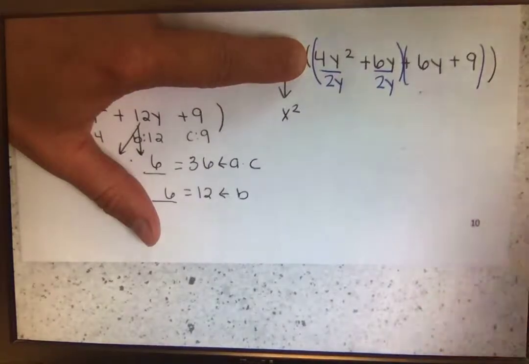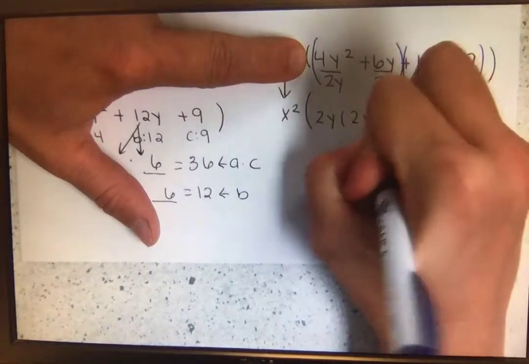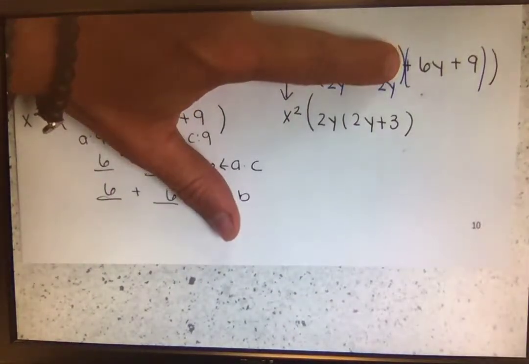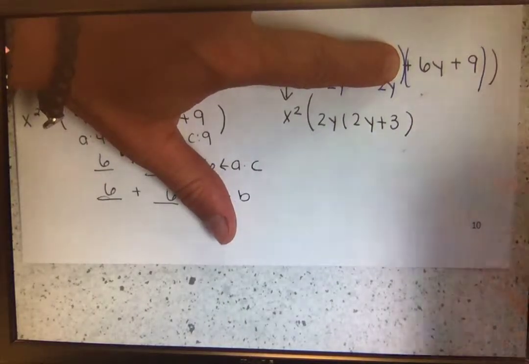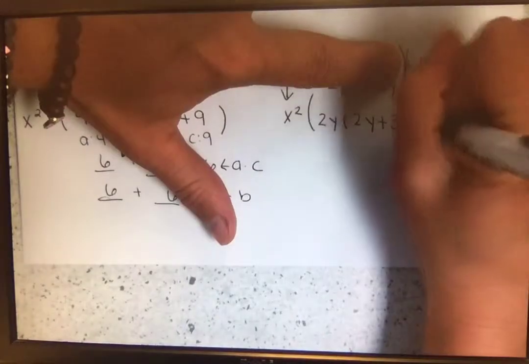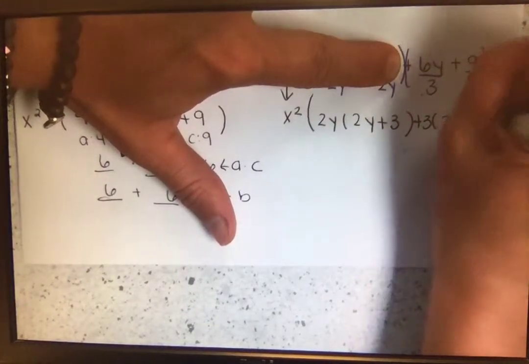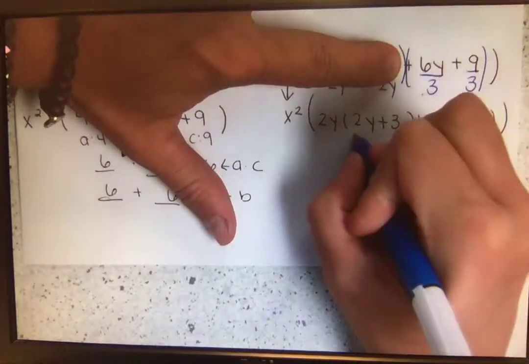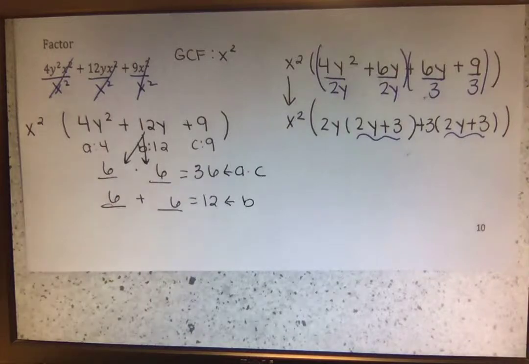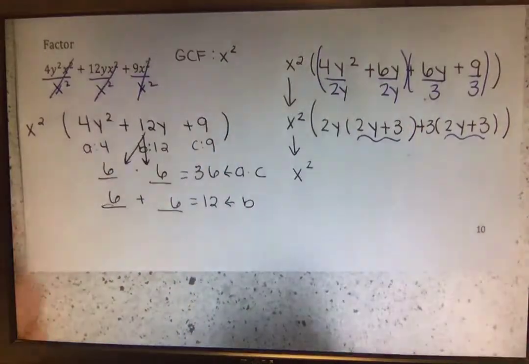So let's factor out that 2y. And we have 2y plus 3 left over. Looking at our last 2 terms, 6y plus 9, for the GCF, they both have a 3 in common. So factoring out that 3, we're left over with 2y plus 3. So we know we did something right because we wanted 2y plus 3 to be in common for both of them, which they are. So again, this x squared is still just hanging out front.